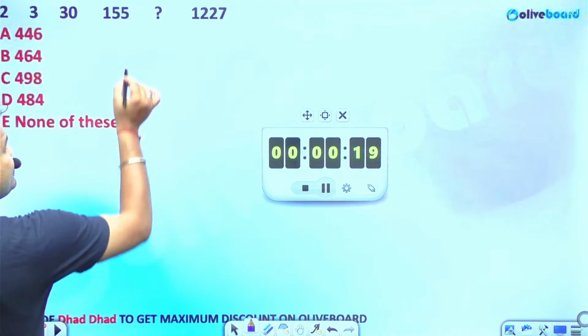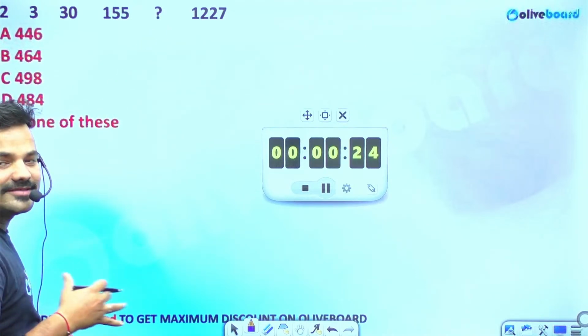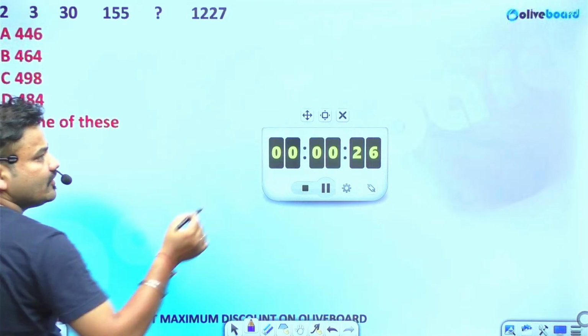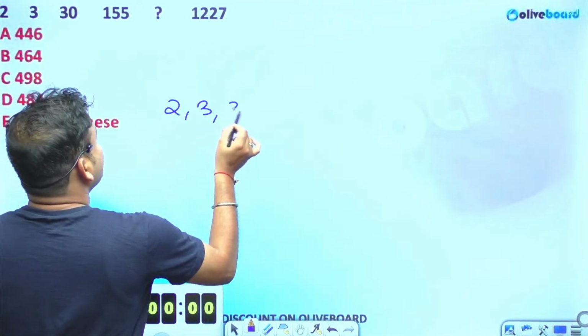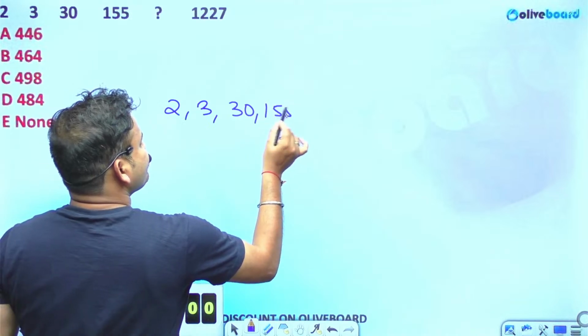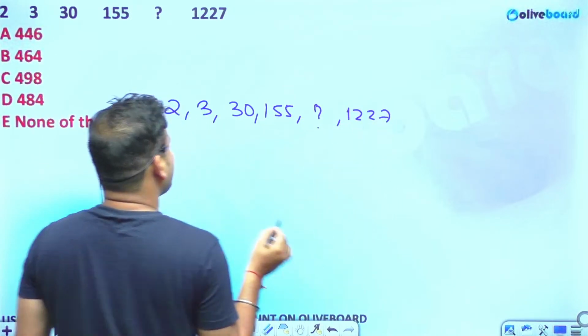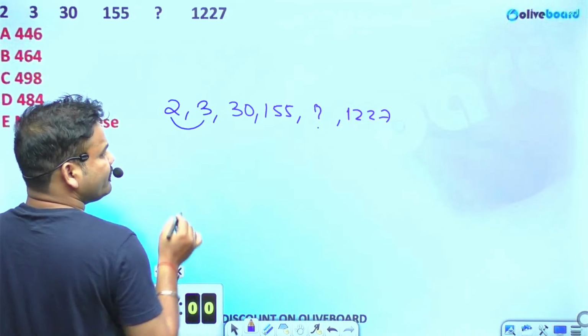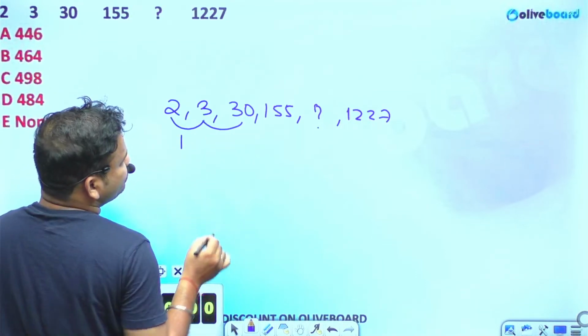See, the last number is getting exponential increment, so definitely this is a product series or an expanded increment series. So what is the value? So this is 2, 3, 30, 155. Then we have a missing term over here, and then it's 1227. So what about the increment? The increment is of 1. Fine. So this is 2 into 1 plus 1, and this is what? The increment of 27. Clear?